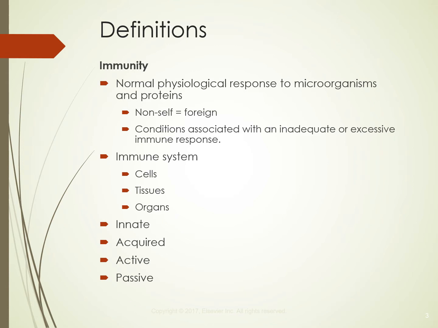Active acquired immunity develops after the introduction of foreign antigens, resulting in the formation of antibodies or sensitized T lymphocytes. For example, active immunity may be obtained artificially through the immune response to an immunization, or it may be obtained naturally through the immune response to exposure to infectious pathogens such as varicella zoster virus.